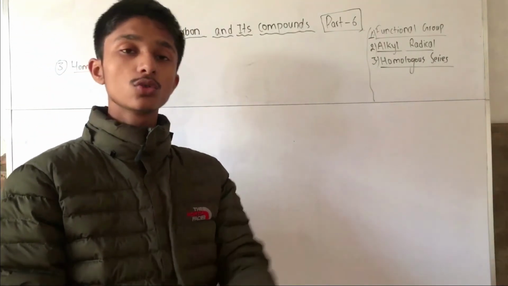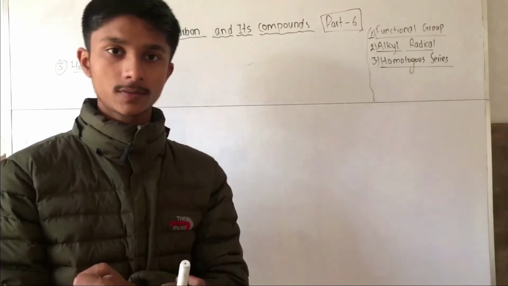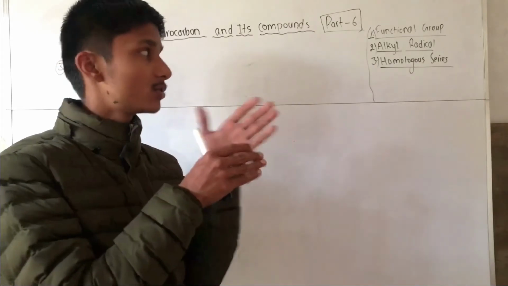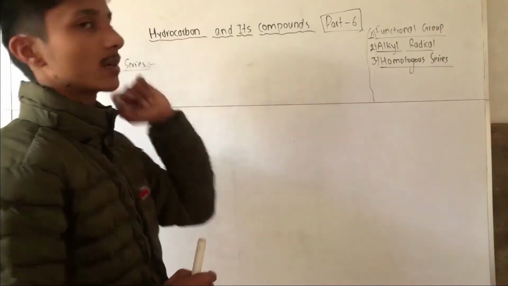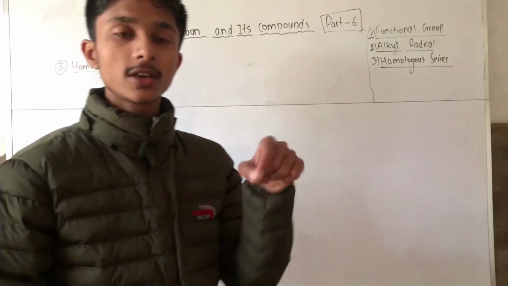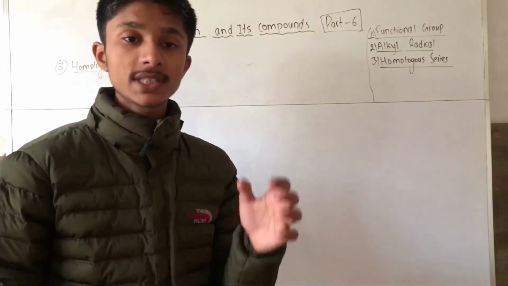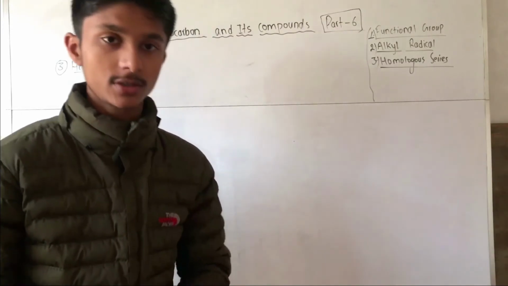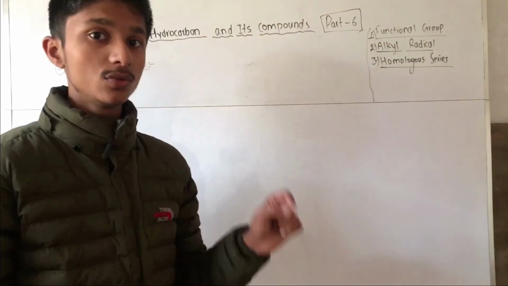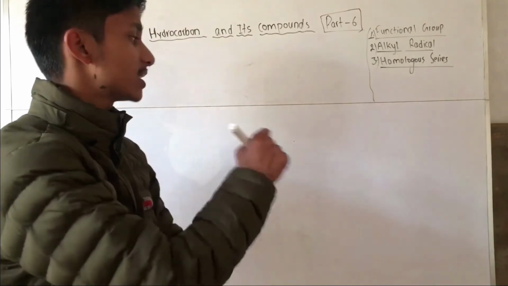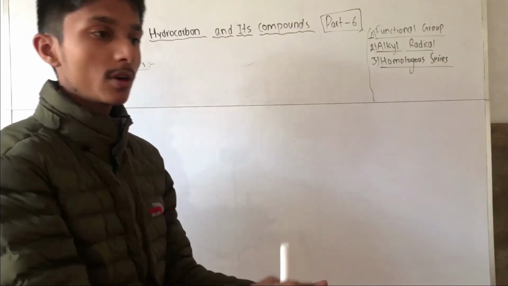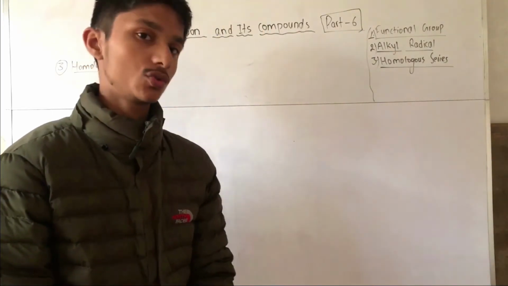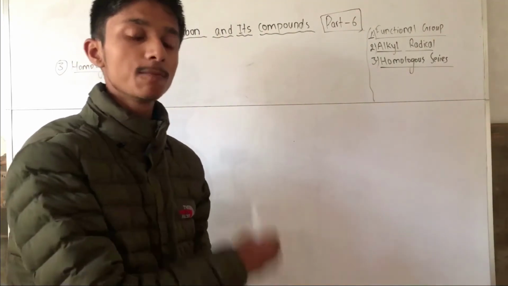Homologous series is a group of organic compounds. Here organic compounds denotes hydrocarbon. A group of organic compounds which has similar structure and chemical properties, and in which successive compounds, meaning the compound that comes after another compound, differ by CH2 with respect to its previous compound.